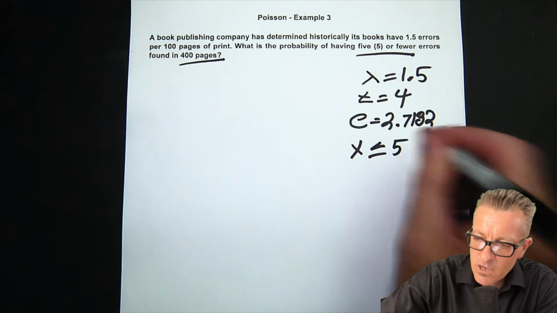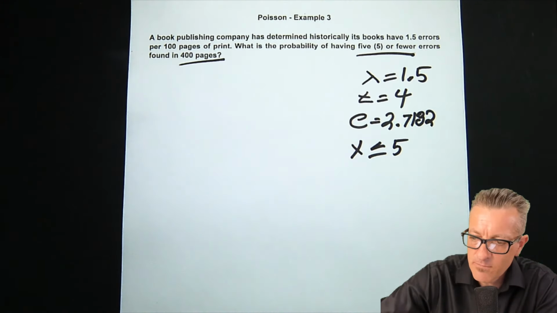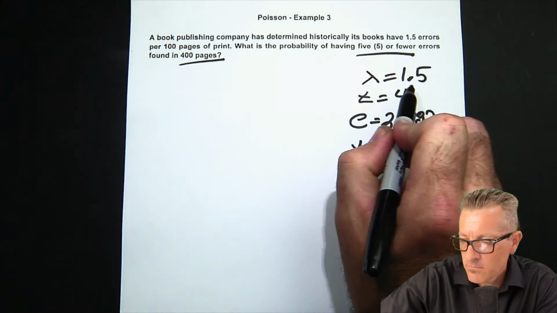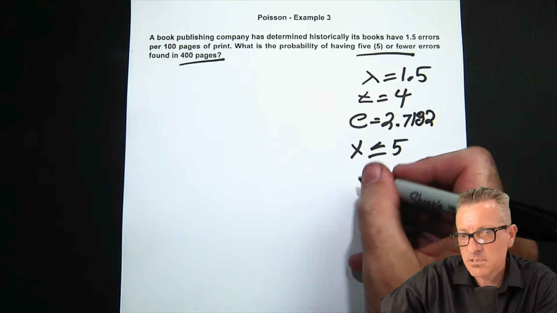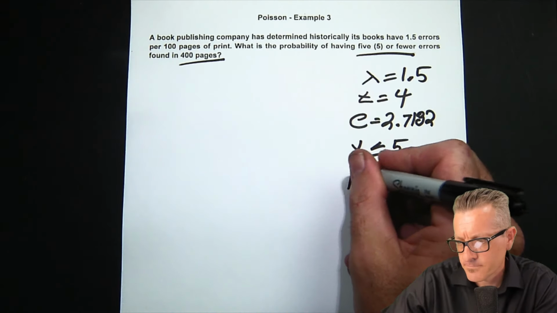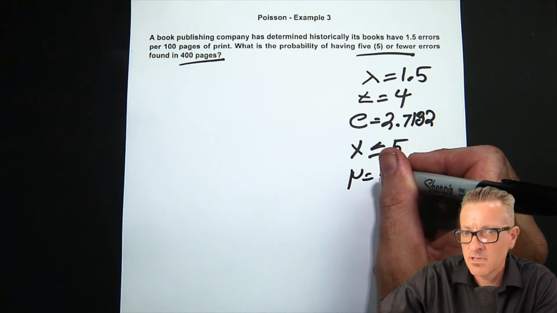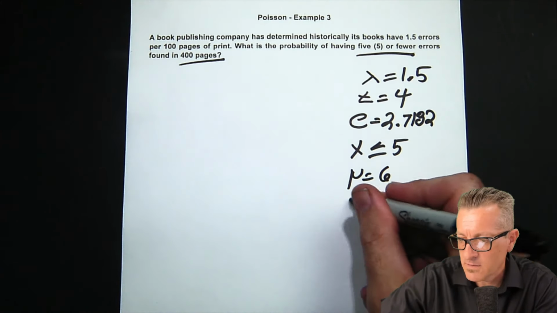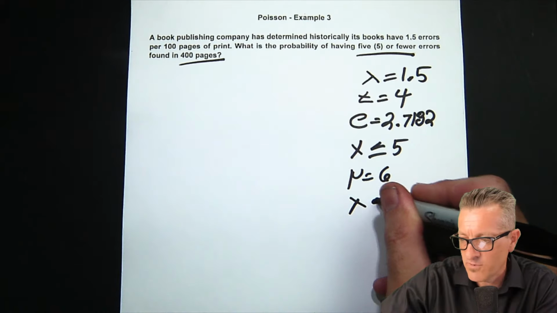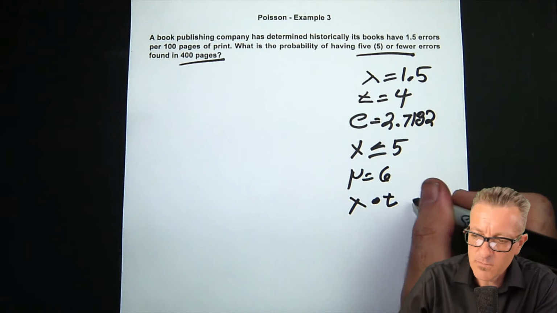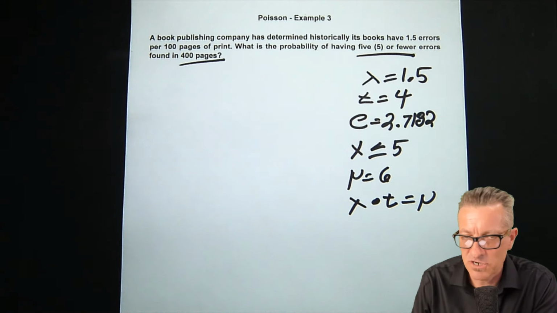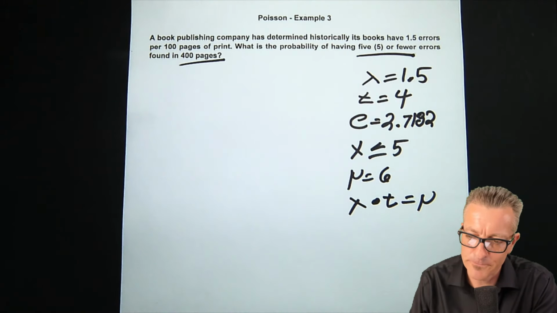So when we multiply 4 times our lambda value, 1.5, we end up with our mu, which is 6. That's when you take the lambda times the t, we end up with mu, which I've essentially been doing in our head for example 1 and 2.